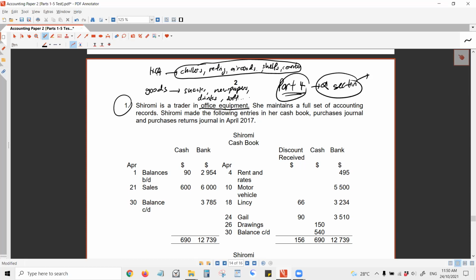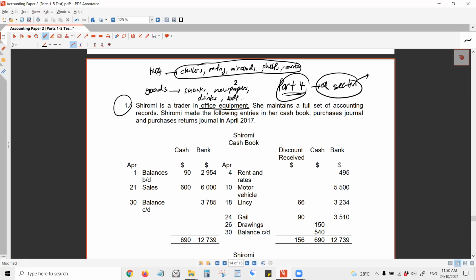So whether something is NCA or goods, it depends on what business you run. Agree? Then you determine whether something is goods or NCA. If the question doesn't tell you what business they run, then you assume those that I usually tell you are NCA to be NCA.